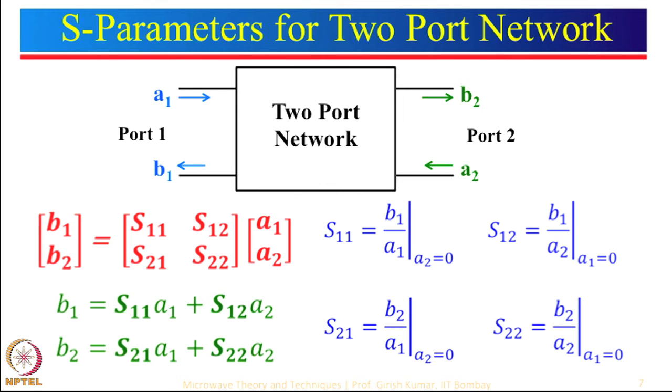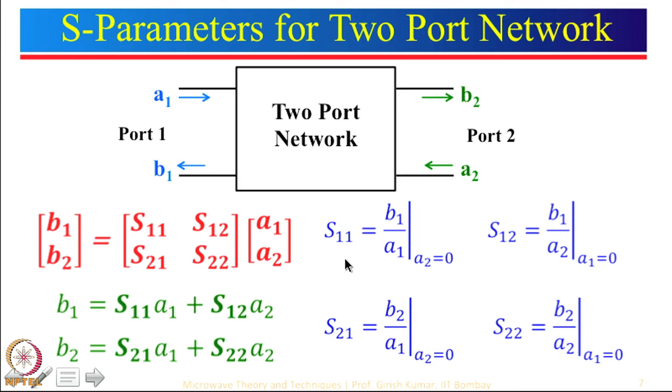Now, let us see what is S21. S21 is nothing but B2 divided by A1 provided A2 is equal to 0, and similarly we can find out S22. What is S22? S22 is nothing but B2 divided by A2 provided A1 is equal to 0. So, please remember these things.